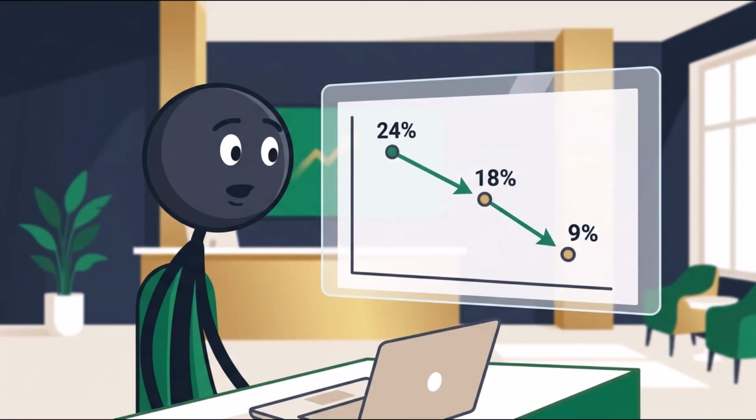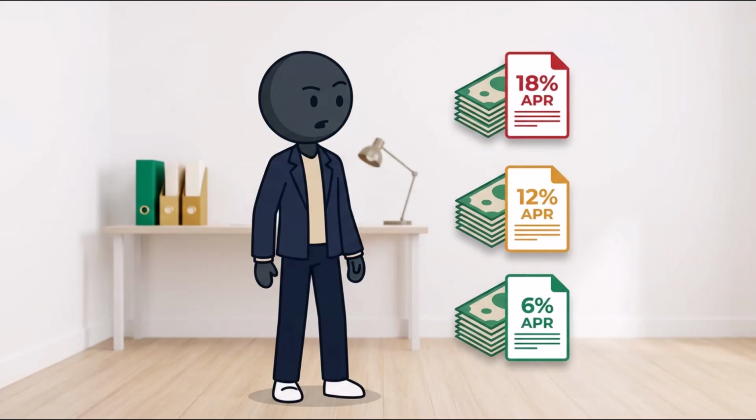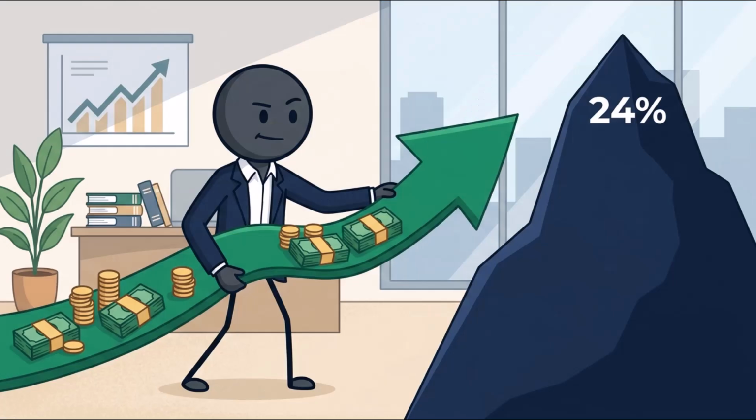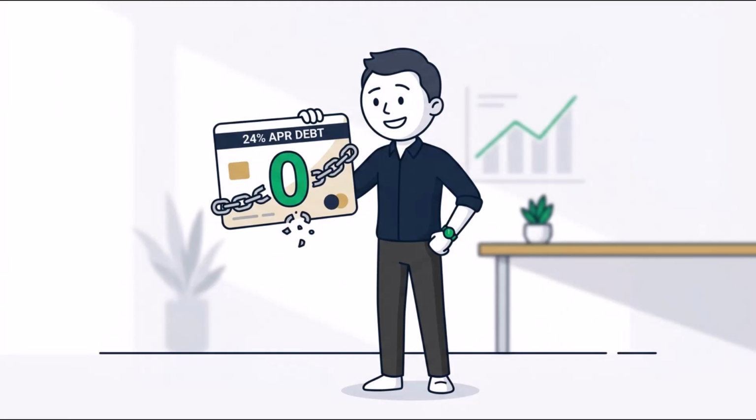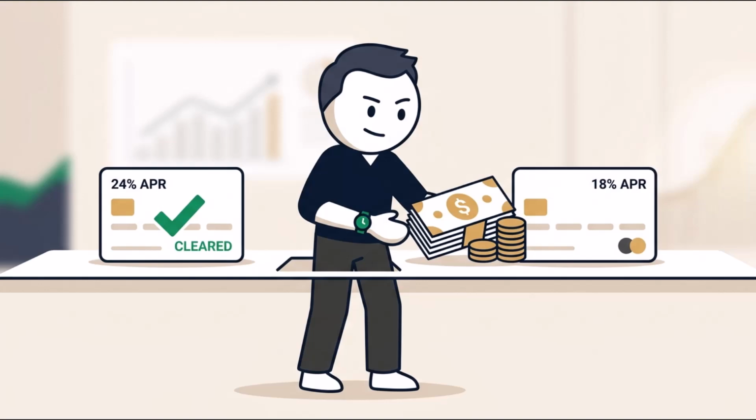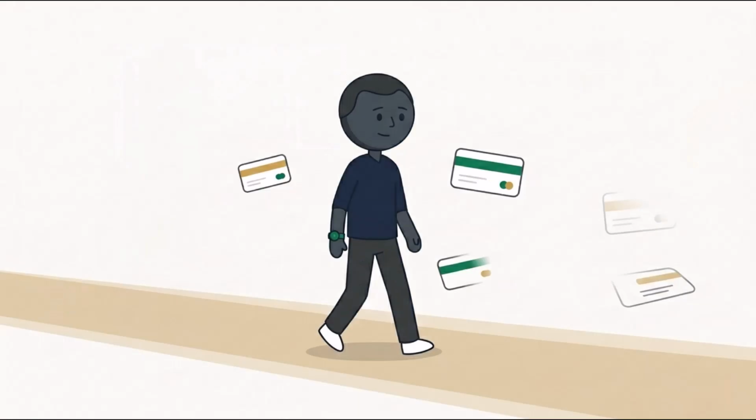That is where the debt avalanche method becomes useful. The debt avalanche method is a debt repayment strategy where you focus your extra money on the debt with the highest interest rate first. At the same time, you continue making at least the required minimum payment on every other debt. Once the highest interest debt is gone, you move that payment to the debt with the next highest interest rate. Then you repeat the process until all the targeted debt is paid off.